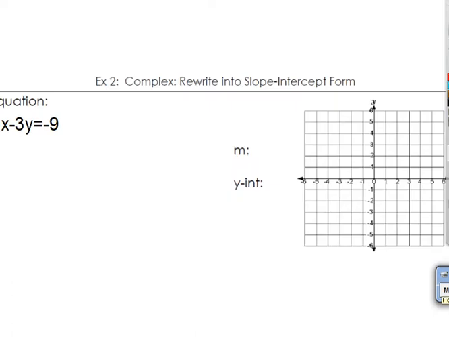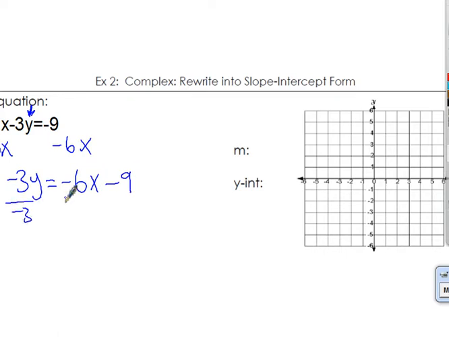Our next example will require us to rewrite the equation in slope-intercept form. To rewrite the equation, I need to leave the y value alone. So let's subtract 6x from each side. We will have -3y is equal to -6x minus 9. We will divide each side by -3. Y is equal to -6x minus 9 over -3. Let's separate this into two fractions as well.